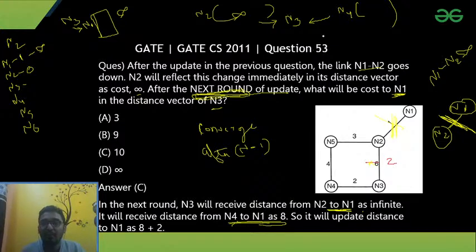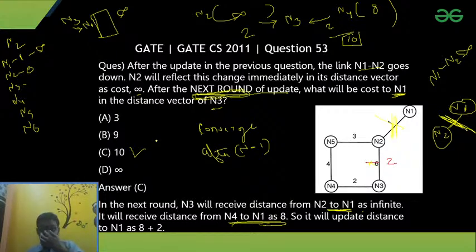It will try to find the minimum value. N3 will get infinity from one side and 8 from the other side. The distances from N3 to N2 is 2, and N3 to N4 is also 2. So it will try to fit the best value. The best minimum value is 8 plus 2, 10, not infinity plus 10. So it will keep the N3 to N1 distance as 10.